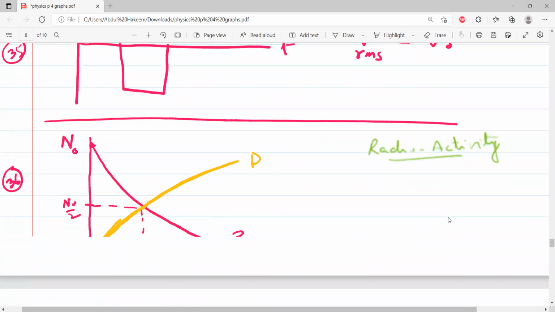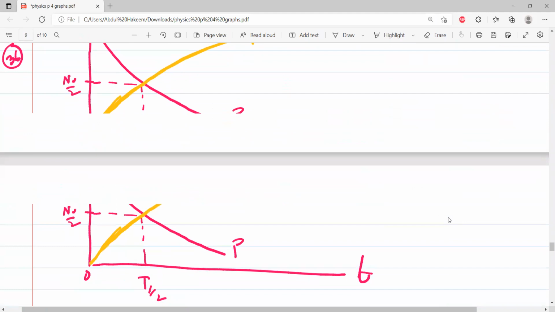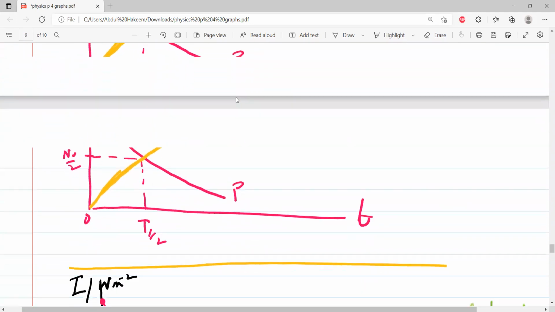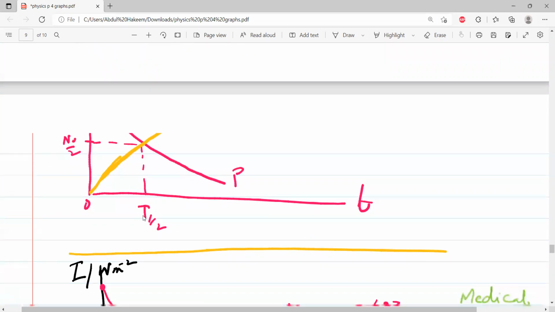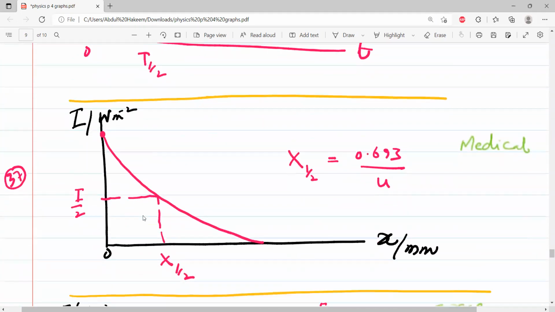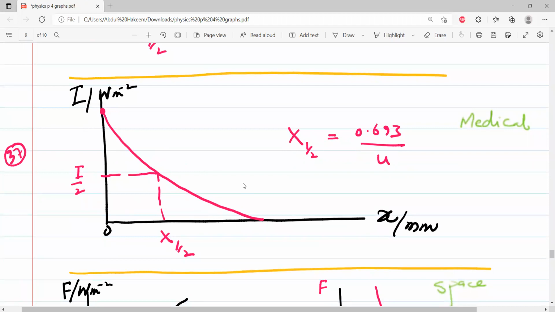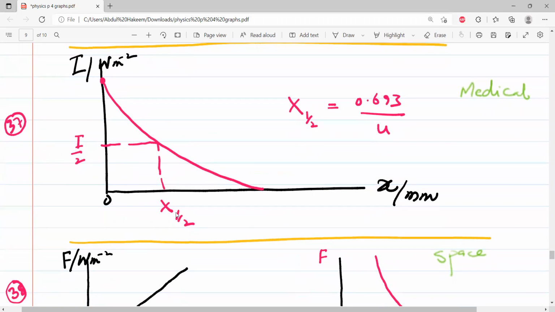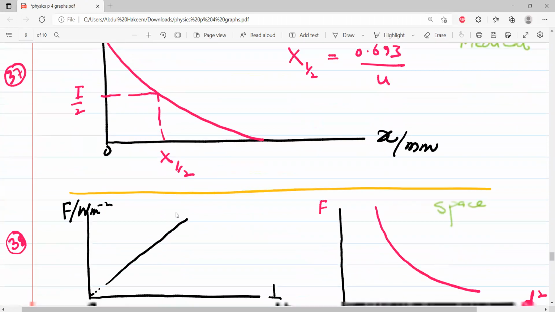Then radioactivity. The parent nucleus is decreasing exponentially and the daughter nucleus is increasing exponentially. And this is the half-life. Then for particle physics, this is the intensity and thickness graph. Where the intensity becomes half, that thickness is called the half value thickness, x half.